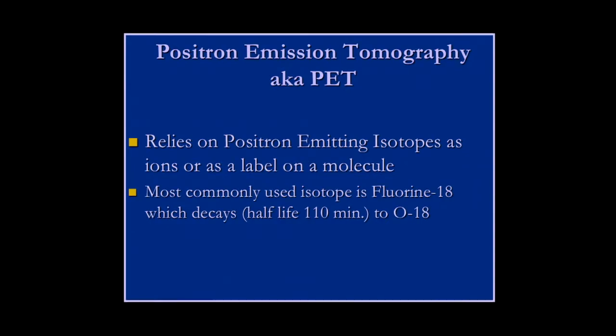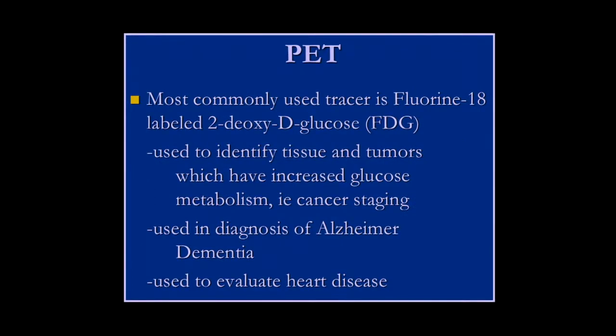So again, we need a label, and the most commonly used isotope is fluorine-18. Short half-life of 110 minutes, has to be produced nearby, and it decays to oxygen-18. And the most common tracer we use is fluorine-18 2-deoxy-D-glucose, or FDG for short. And this material was labeled in 1982, and it's used to identify tumors or normal tissues that have elevated glucose metabolism.